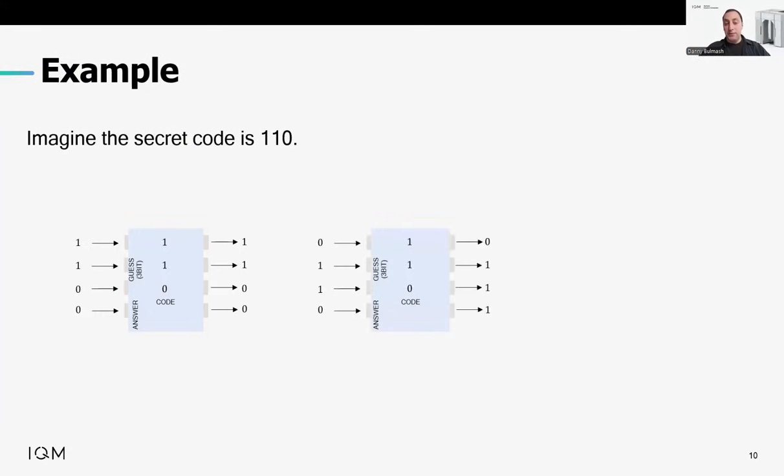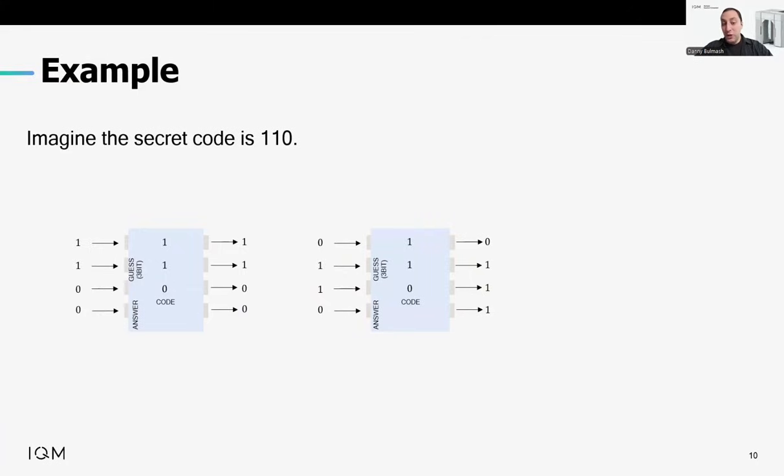Let's see another example. Let's say instead we guess 0, 1, 1. This one doesn't match the code. So what does the black box do? It looks at the first qubit and says, aha, my input and my code don't match, so I do nothing. Move on. Now we go to the second qubit. It says my input and my code match, and it's a 1, so I flip the answer qubit. It started as a 0, now it's a 1.